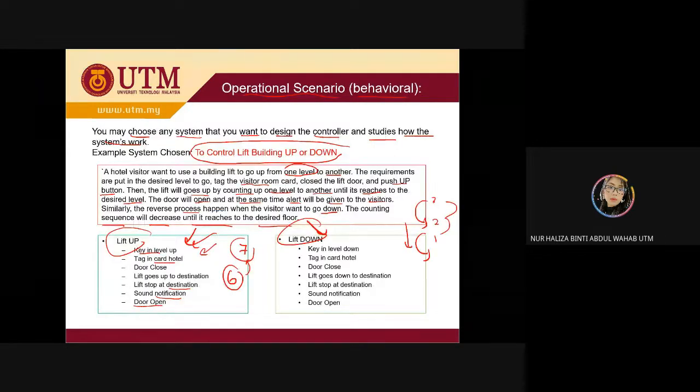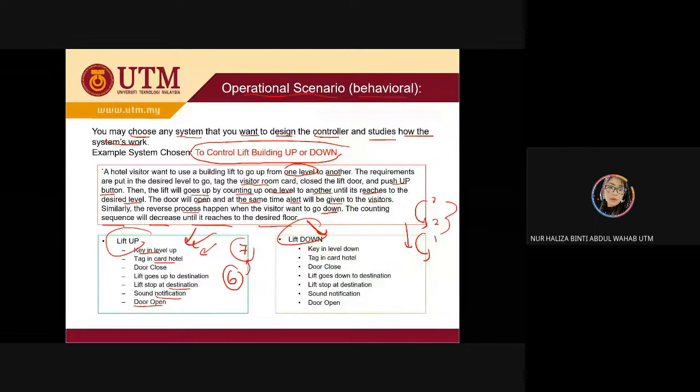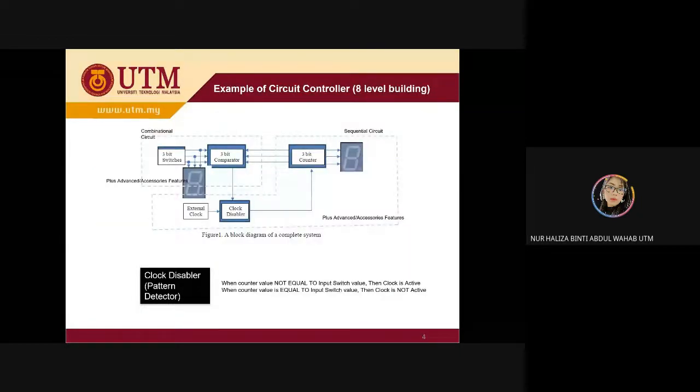There are several, right? You have lift, photostat machine, car park, vending machine. So maybe you can also try Googling what the scenario is, what you're going to determine. And this one is an example if you have a multi-level building. So you can see here.